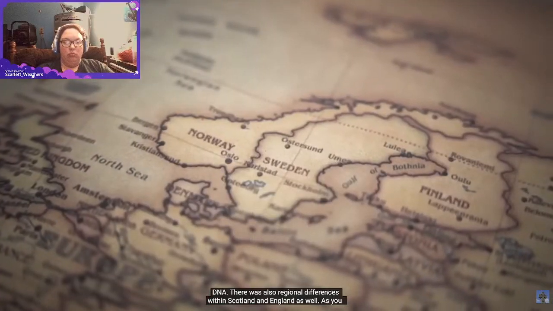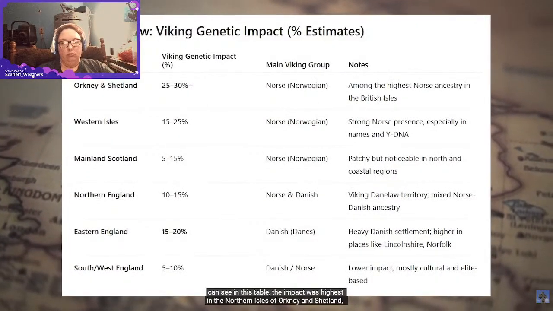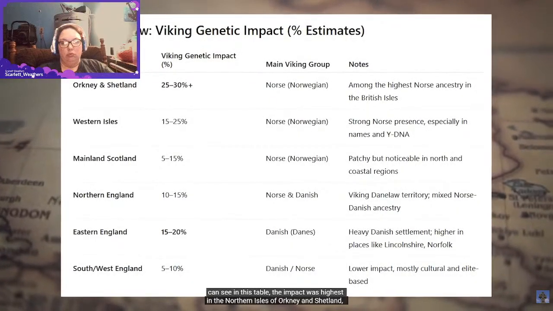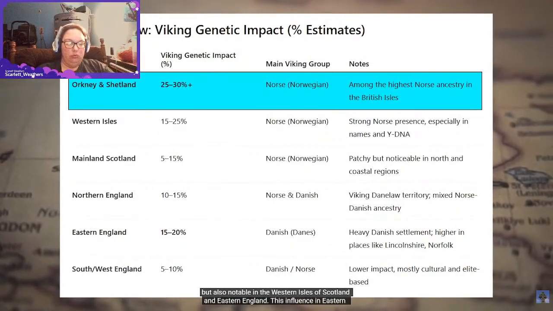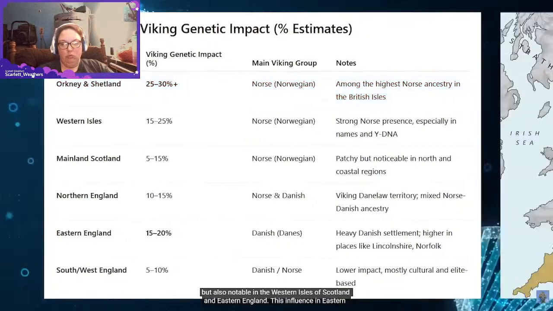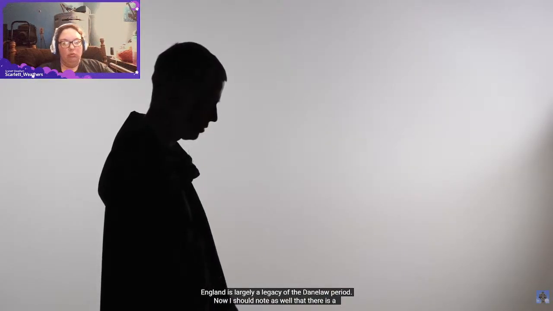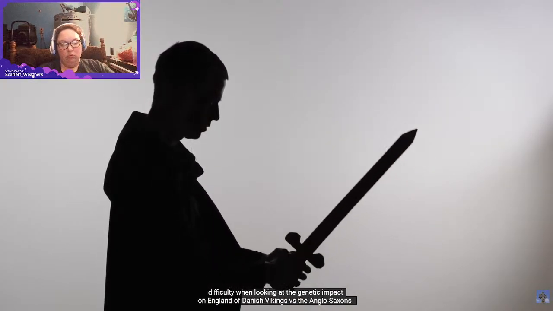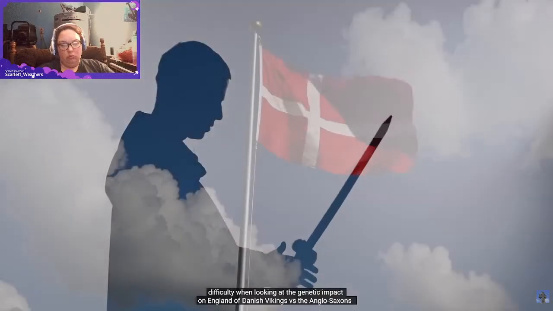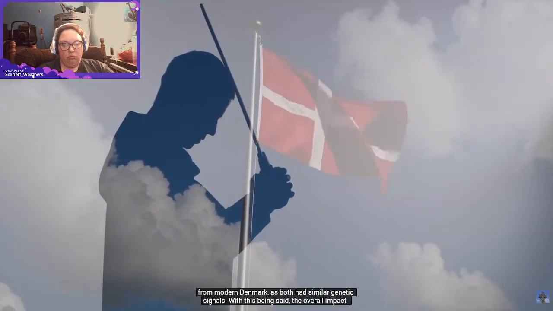There were also regional differences within Scotland and England as well. As you can see in this table, the impact was highest in the Northern Isles of Orkney and Shetland, but also notable in the Western Isles of Scotland and Eastern England. This influence in Eastern England is largely a legacy of the Danelaw period. Now I should note as well that there is a difficulty when looking at the genetic impact on England of Danish Vikings versus Anglo-Saxons from Denmark, as both had similar genetic signals.